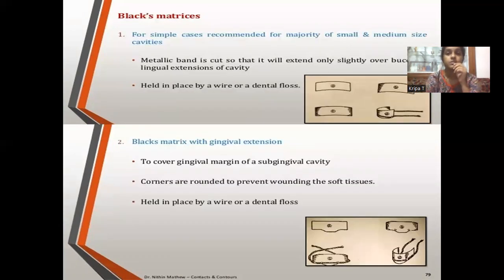Black's matrix: for simple cases, the metallic band is cut according to the extension of the cavity, and they are held in place with a wire or a dental floss. Lax matrix with gingival extension. According to the cavity, you will select the suitable matrix, and the corners are shaped so that they don't affect the gingival margin.